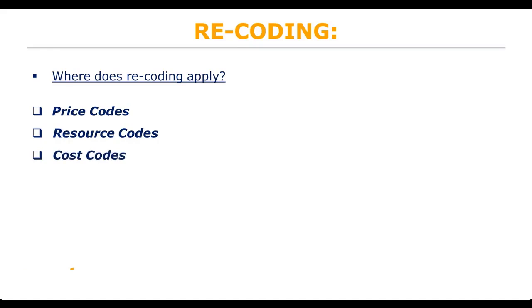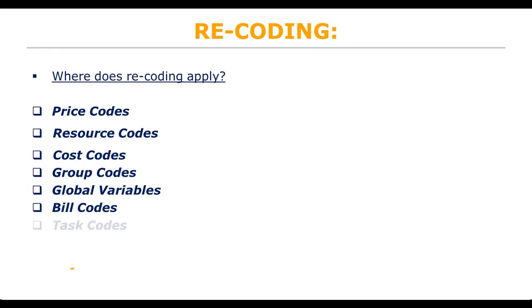Where does recoding apply? The recoding tools are standard across the various codes to which the recoding functionality applies. You will find this functionality on price codes in Candy, resource codes, cost codes, group codes, global variables, build codes, and task codes. For our exercise today, we will only be looking at just one code. We will be recoding a resource code. Because of time constraints, we will not be able to cover the recoding of all the codes found in Candy, but the same principle applies for the rest of them.